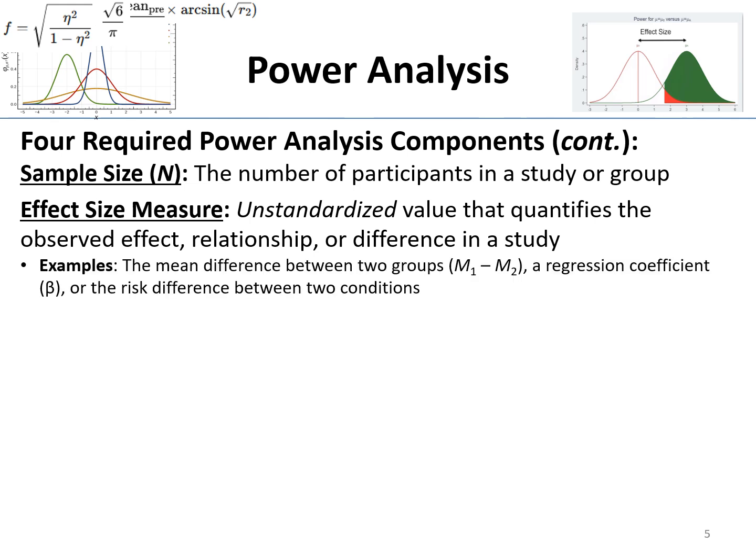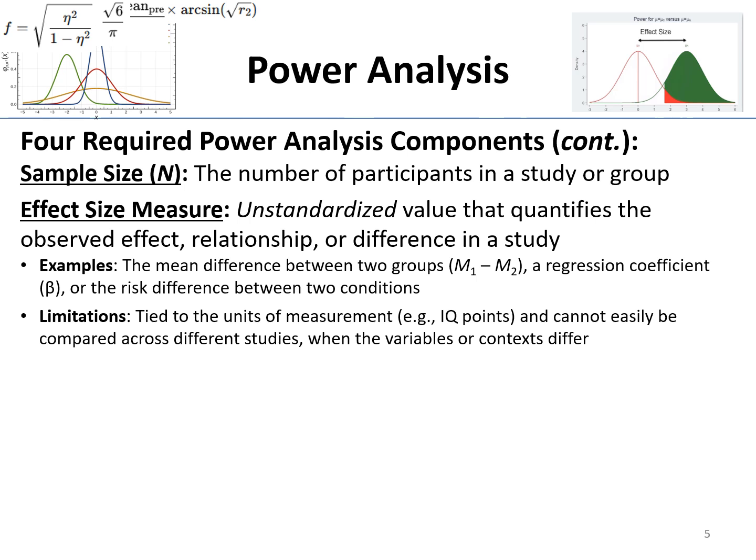Some examples of that: if you get the mean difference between two groups, just mean 1 minus mean 2, that is an effect size measure. A raw regression coefficient is an effect size measure. The risk difference between two conditions is an effect size measure. So these have limitations. Specifically, they're tied to the unit of measurement.